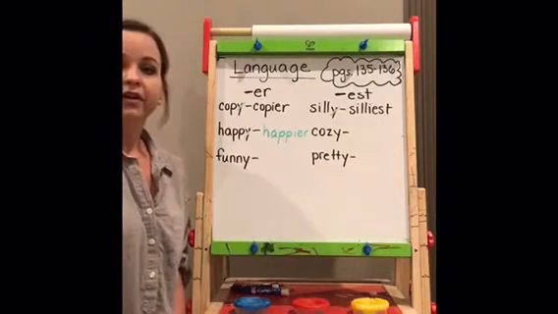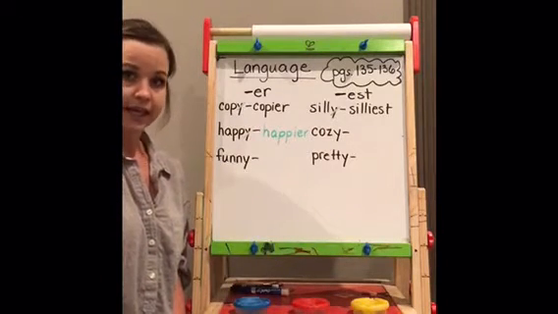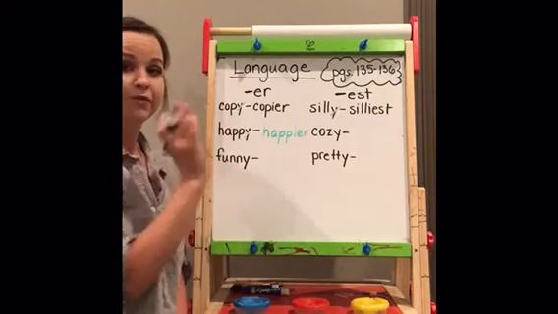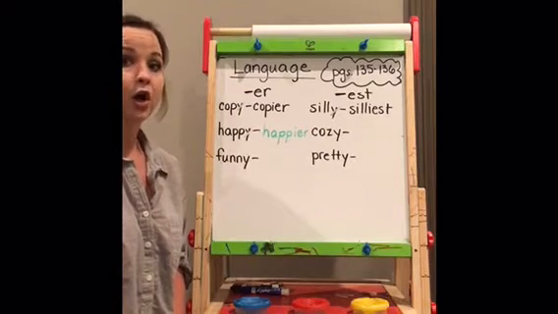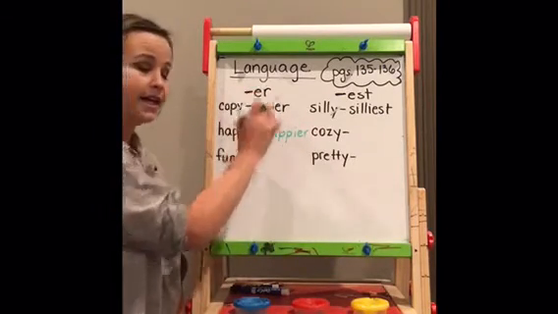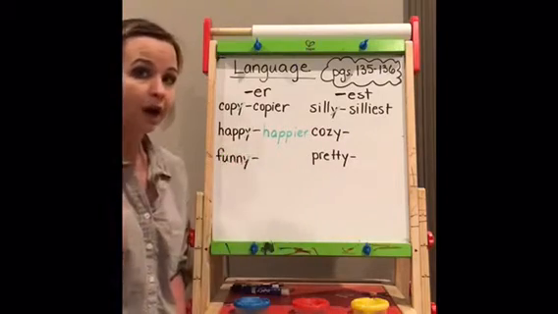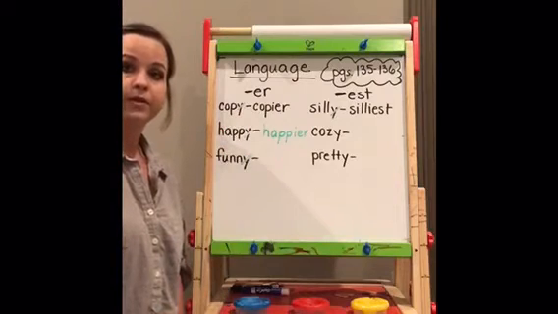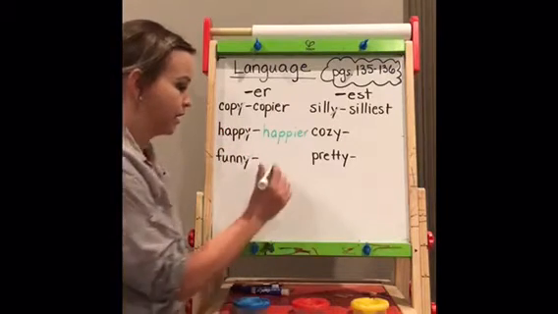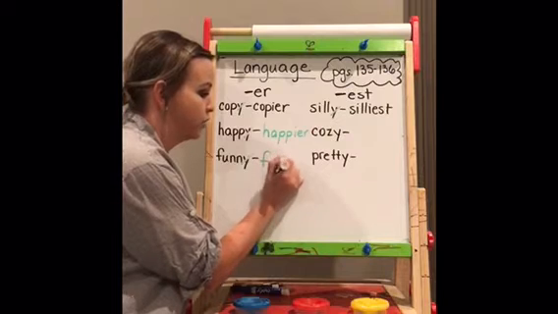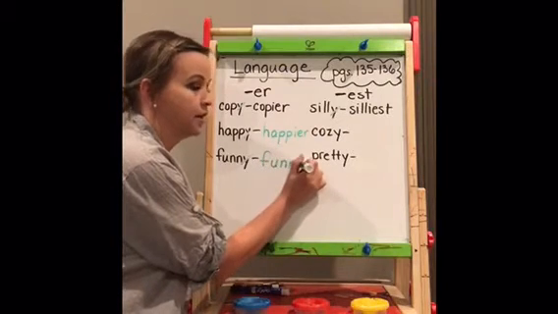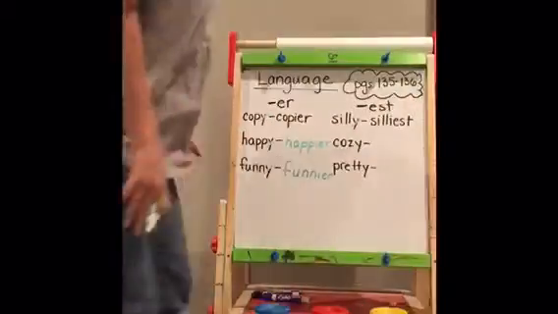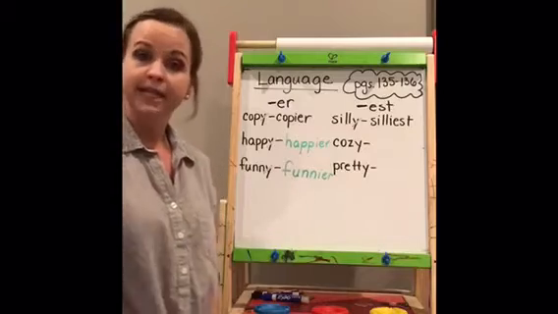Now let's look at the word funny. Again, funny is spelled F-U-N-N-Y. But if we want to add the suffix ER, it starts with an E. So we need to change the Y to a what? An I before we can add ER. So how would that be spelled? F-U-N-N-I-E-R. Very good.